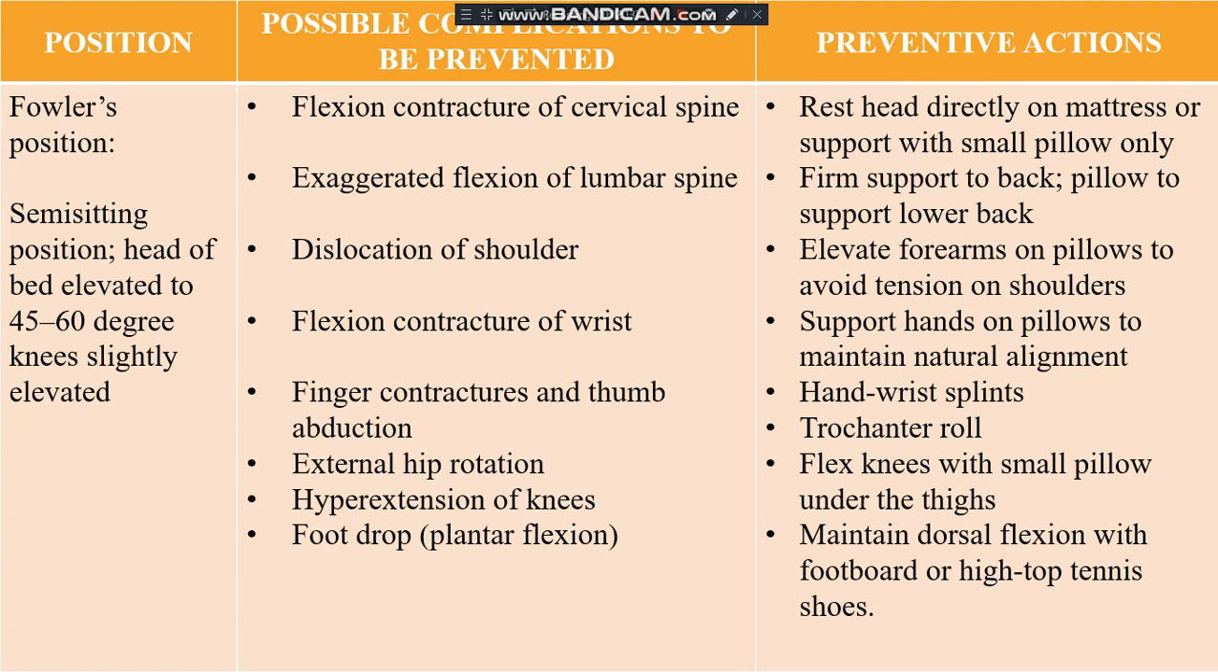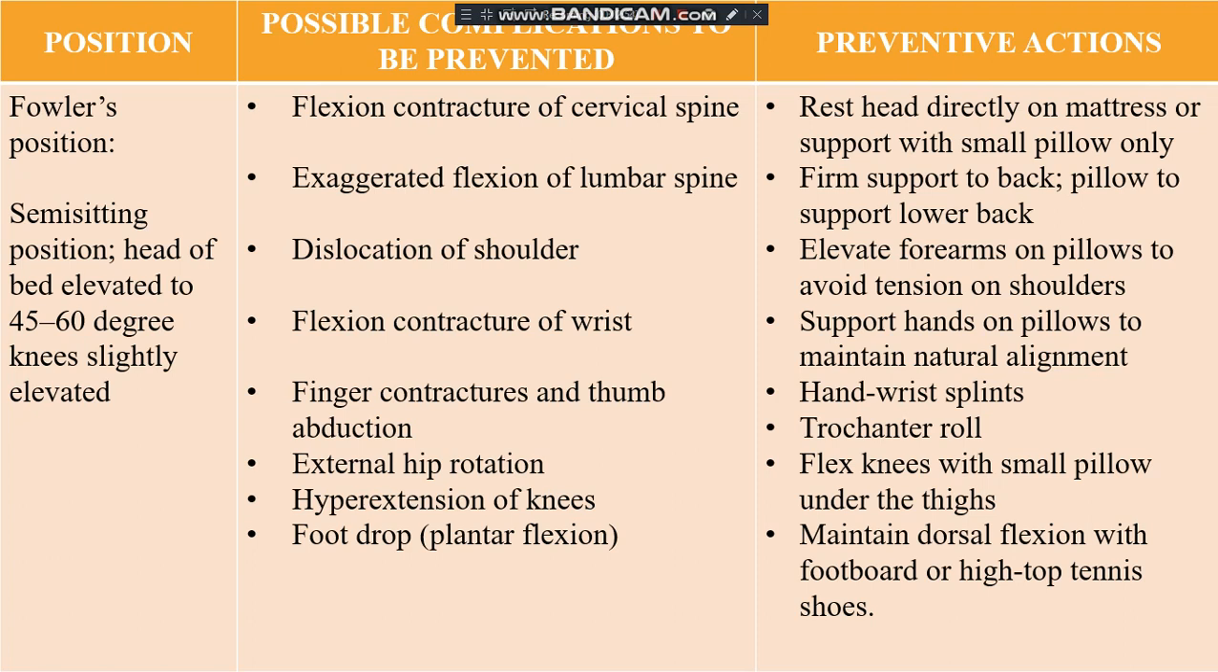For flexion contracture of cervical spine, we have to rest the head directly on the mattress or support it with a small pillow only. Okay. Then the second complication is exaggerated flexion of lumbar spine. Here we have to provide firm support to the back, a pillow to support the lower back. So the lower back should be supported with a soft pillow. In case of dislocation of shoulder, that can be prevented with forearms elevated on pillows to avoid tension on the shoulder. So we have to elevate our arms, supported clearly, so that we can avoid tension on the shoulders.